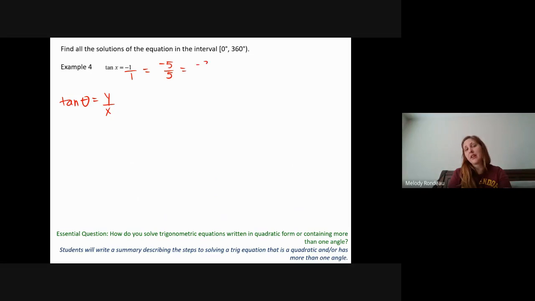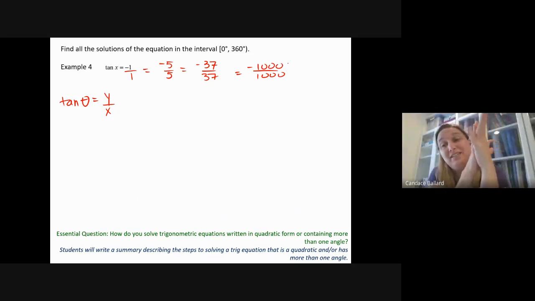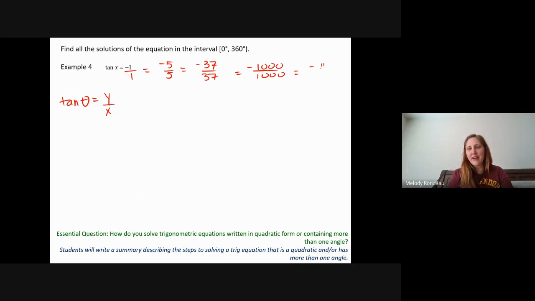Or I could make it -37 over 37, or I could call it -1,000 over 1,000. I can make it any two negative numbers. Smiley face over negative smiley face. Oh, I like it. How do you do negative smiley face over smiley face? Okay, there you go.